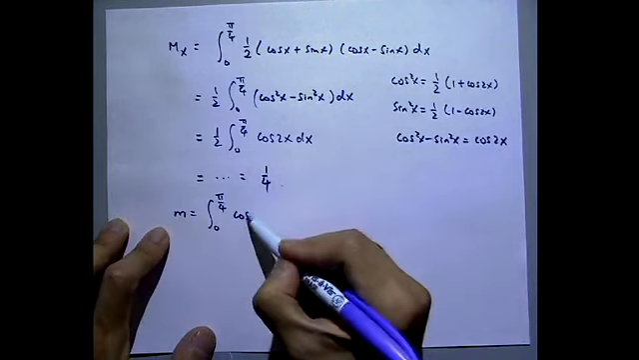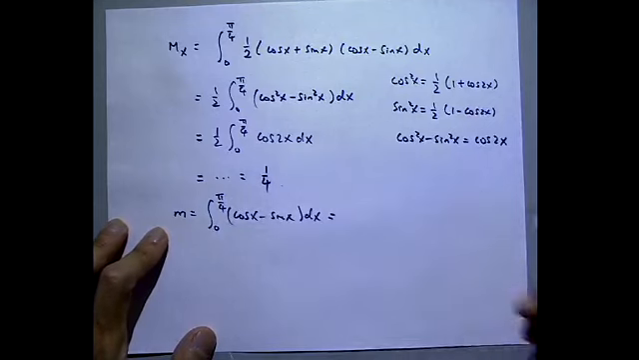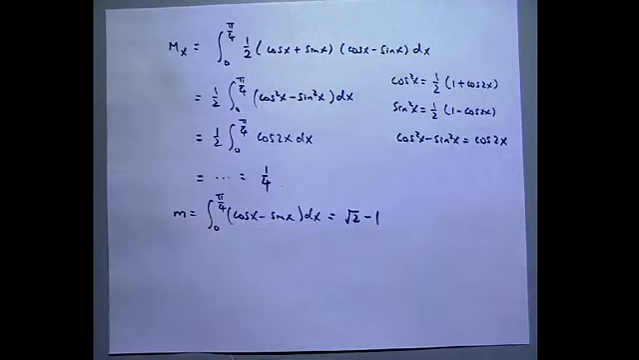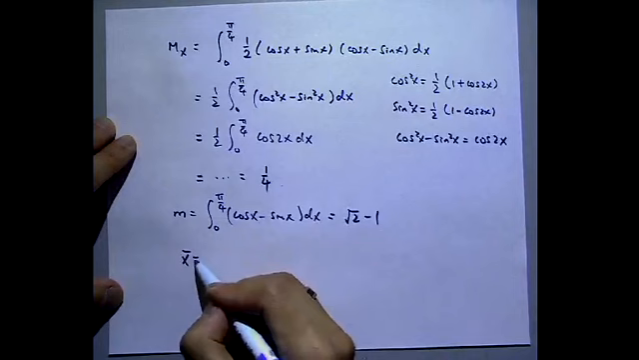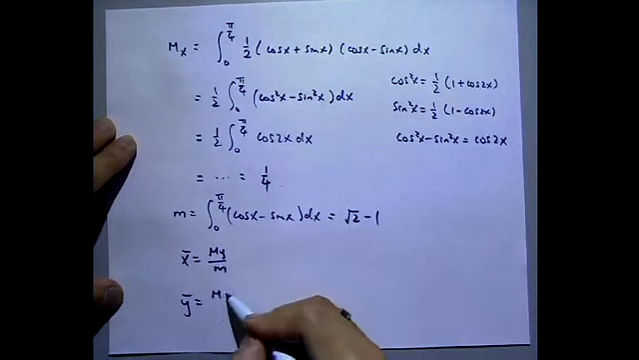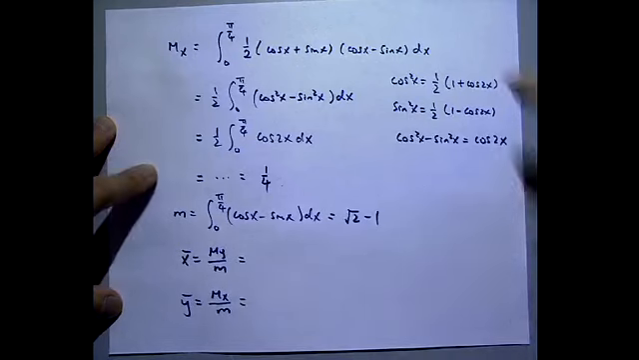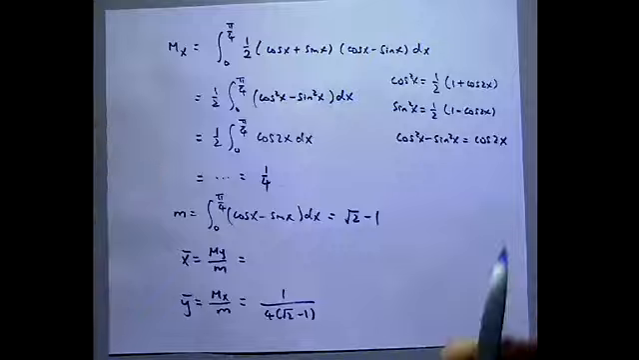Okay, just the mass by itself, that's the easiest part. We end up getting radical 2 minus 1. Then finally, we calculate the center of mass. X bar is my over m. Y bar is mx over m. Okay, so mx over m. And then my over m.